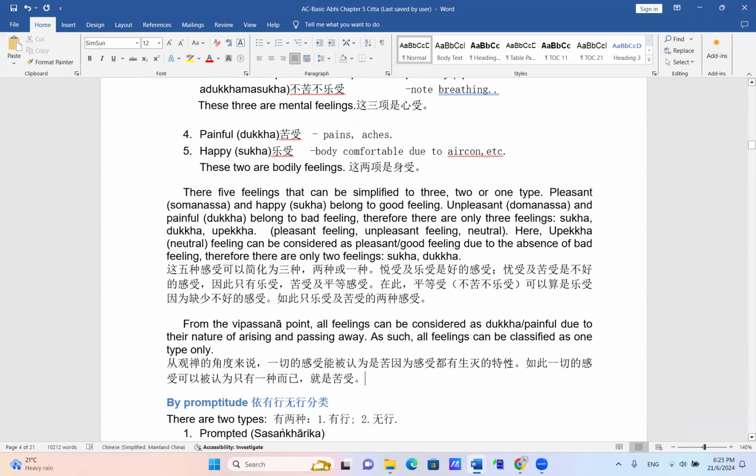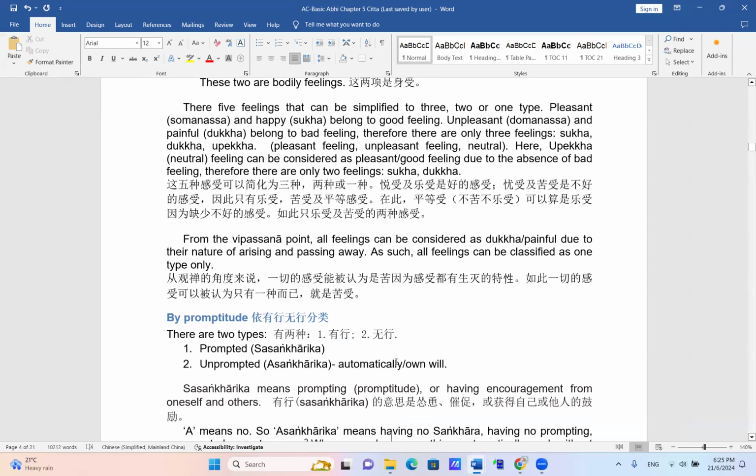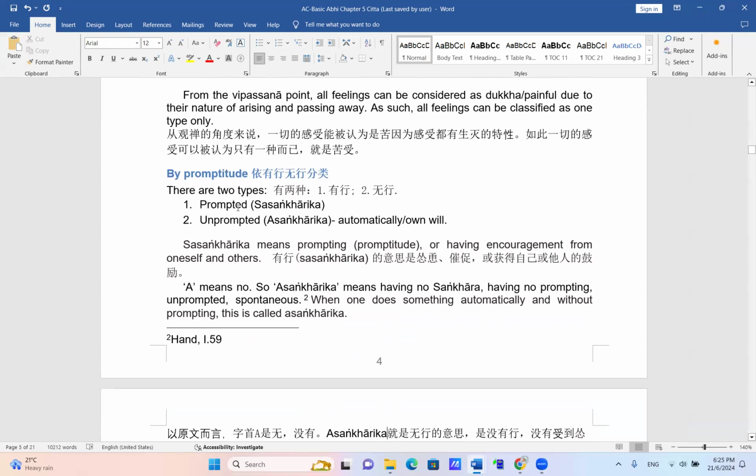Okay. Let me continue this, and after that I will stop. Now, this is on promptitude. Sometimes consciousness is prompted or unprompted. Sometimes there are different translations here. We call it promptitude or unprompted, so it is best to just stick with the Pali.